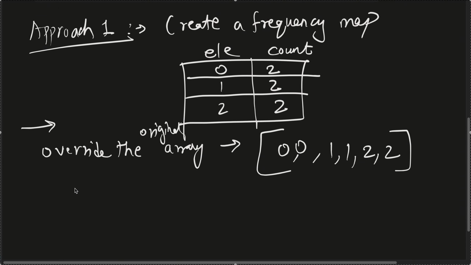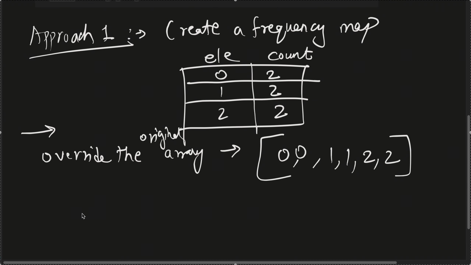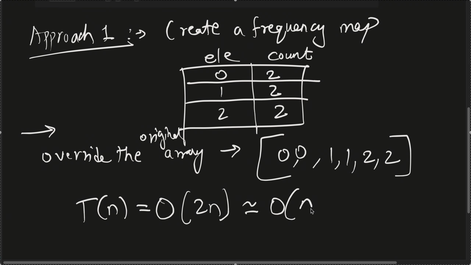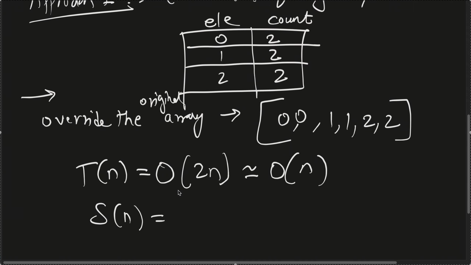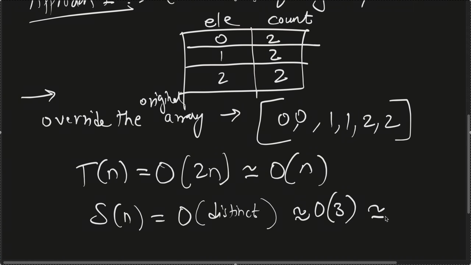Now what is the time complexity of this approach? We will traverse the array 2 times, order of 2n, which is nothing but order of n. What is the space complexity? We are taking order of distinct elements. Here the distinct elements are 3, so it is order of 3, which is constant space, right? So we can say order of 1. So this can be one approach.